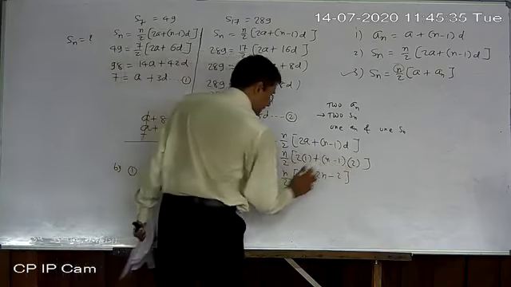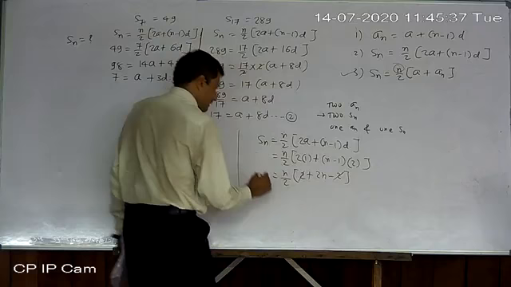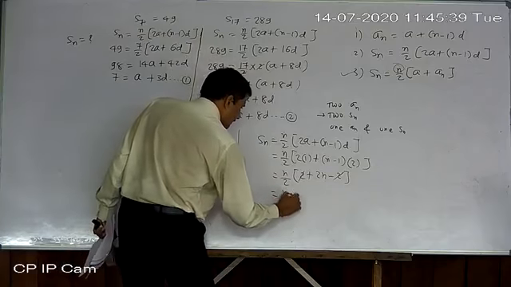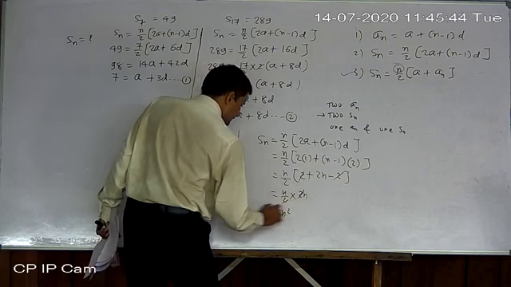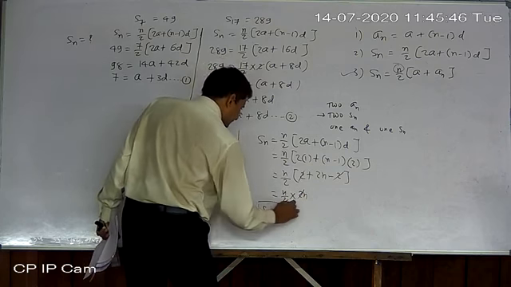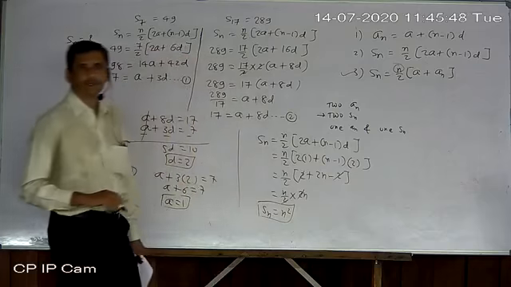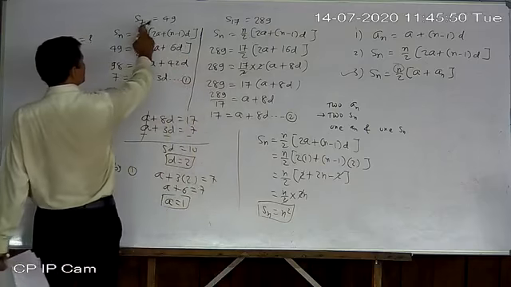Okay, I open that bracket. 2 minus 2 cancel. So n by 2 into 2n. So again 2 cancel, n square. So Sn equal to n square. That is the answer. Okay, you can verify also here. Sn equal to n square.